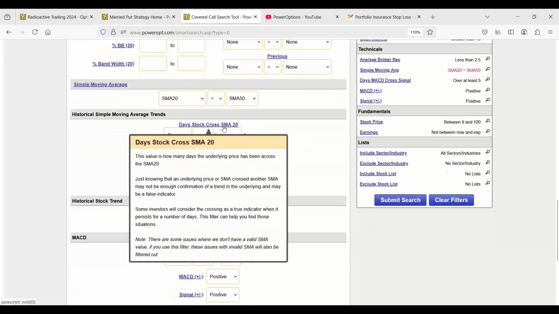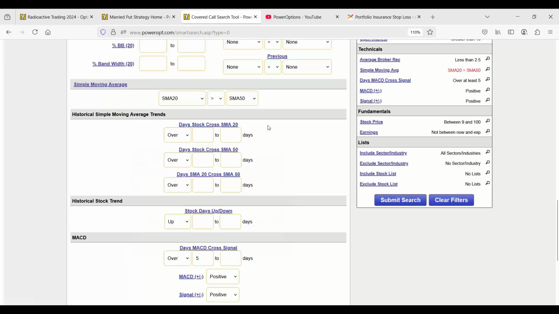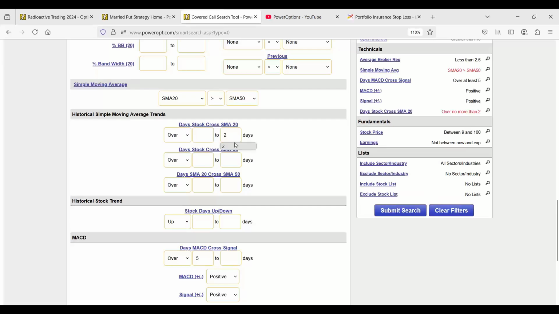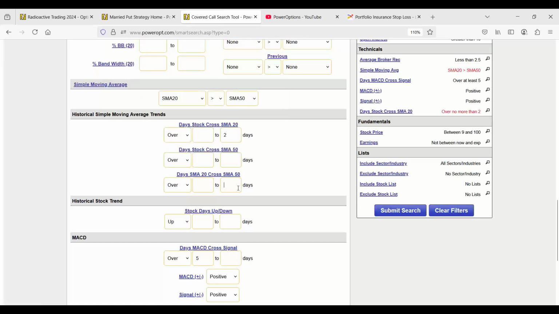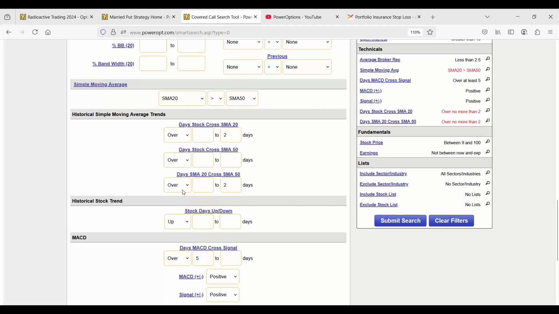You can screen for the number of days that the stock has crossed above the SMA 20. If I'm looking for a breakout, Lou, I might look for something that has crossed over the SMA 20 or SMA 50, say, in the last 2 days. Or one of my favorite ones to use is when the 20 days cross the 50-day within the last 2 days as well. Of course, you can always look for under that as well.